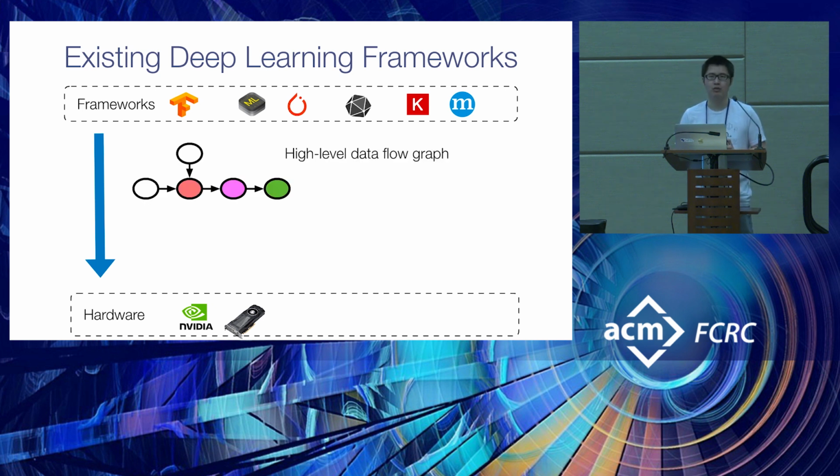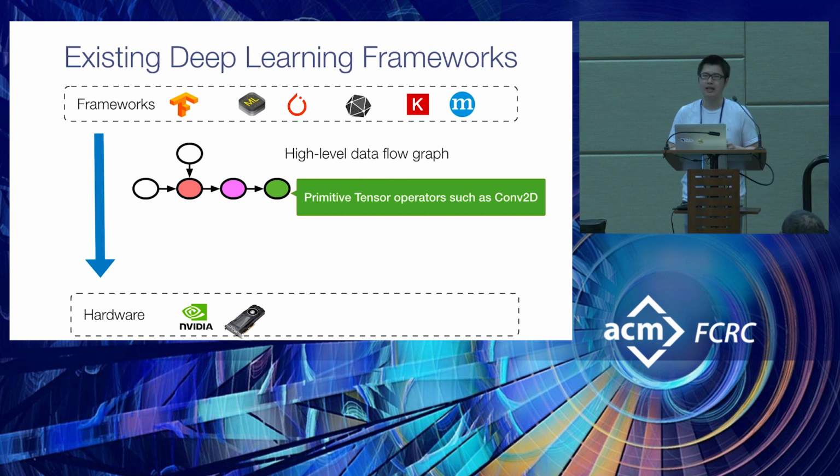So nowadays, if you want to build a machine learning framework, you want to build your own hardware and support, say, MXNet or TensorFlow on your hardware, what you need to do is represent those high-level computations in what they call a high-dimensional data flow graph. And in each of the high-level data flow graphs, each node corresponds to a high-dimensional tensor operation, such as convolution 2D or matrix multiplication.